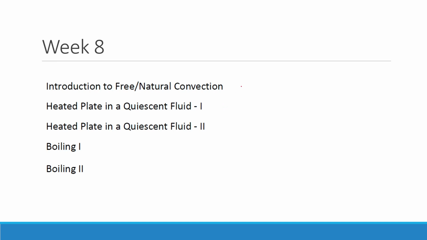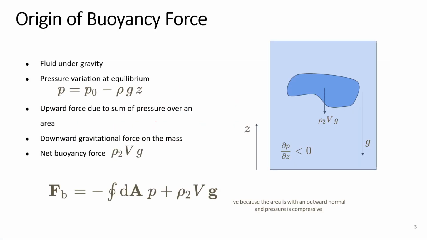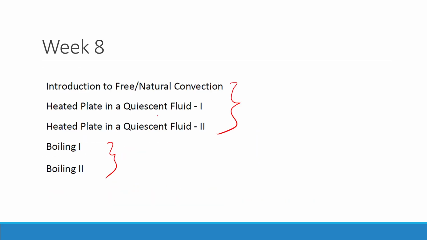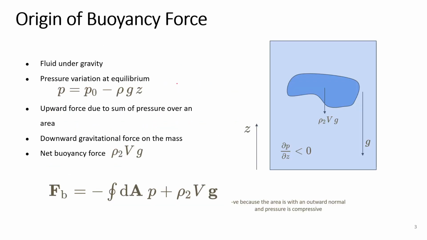So in today's class, we will cover free or natural convection and then see certain numericals related to it. And then we will study the boiling curve and then solve a few numericals related to it. So this is the prerequisite for free convection, that is the buoyancy force.